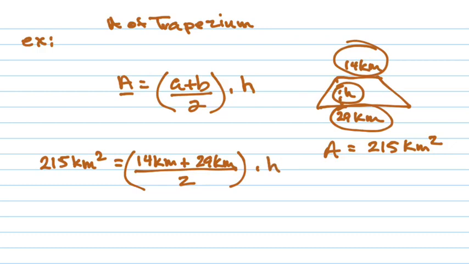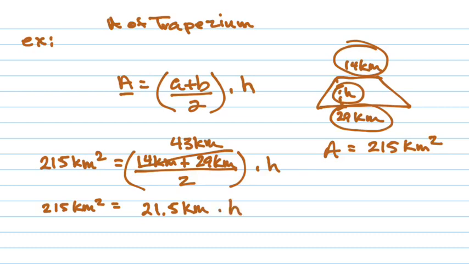And since I don't know the h, we're just going to leave it as the letter h. And now all I have to do is solve the equation. First thing you look for when you're solving any equation are what? Brackets. And do I have any? Yes. It comes from the formula. So 14 kilometers plus 29 kilometers combine to give me 43 kilometers. And then I have to divide that 43 kilometers by 2, which gives me 21.5 kilometers, still times my h.